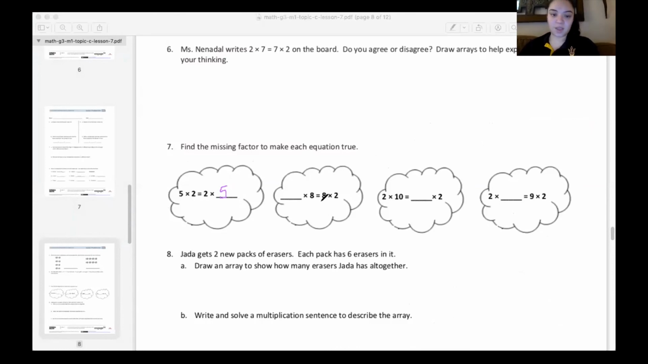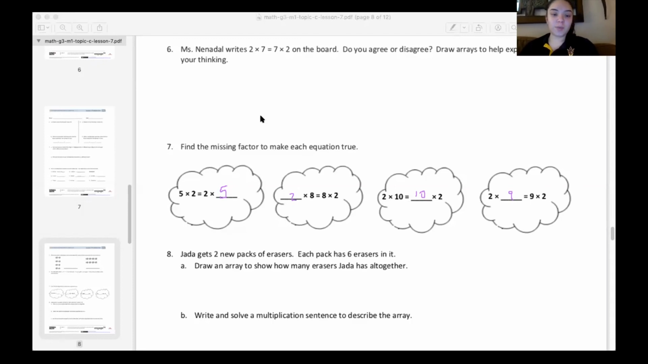So this one says 8 times 2 is equal to what? 8 times 2 is equal to 2 times 8. 2 times 10 is the same thing as 10 times 2. And 9 times 2 is the same as 2 times 9 because of the commutative property. Let's look at number 8.